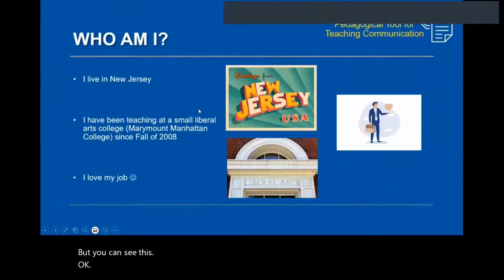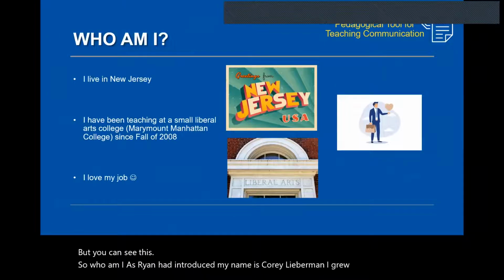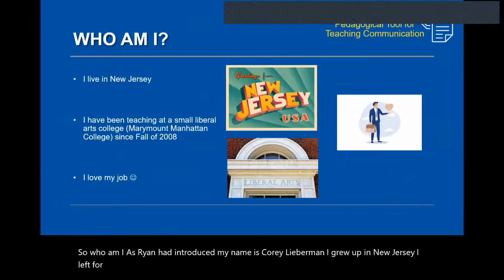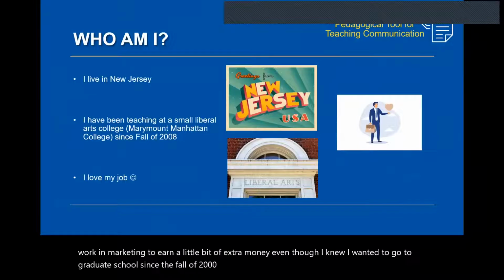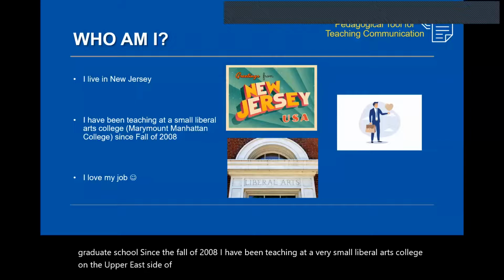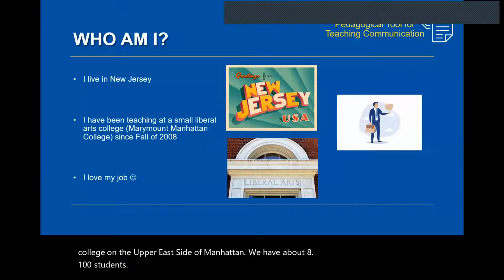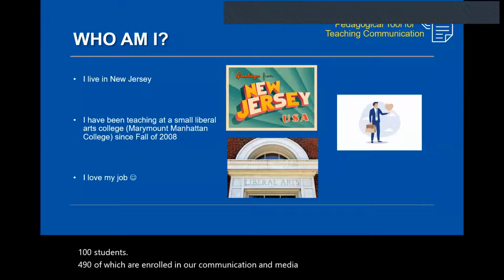So, who am I? As Ryan had introduced, my name is Corey Lieberman. I grew up in New Jersey. I left for the University of Delaware in 1997, from which I graduated in 2001. I took a year off to work in marketing to earn a little bit of extra money, even though I knew I wanted to go to graduate school. Since the fall of 2008, I have been teaching at a very small liberal arts college on the Upper East Side of Manhattan. We have about 1,800 students, 490 of which are enrolled in our communication and media arts programs, and I love my job.